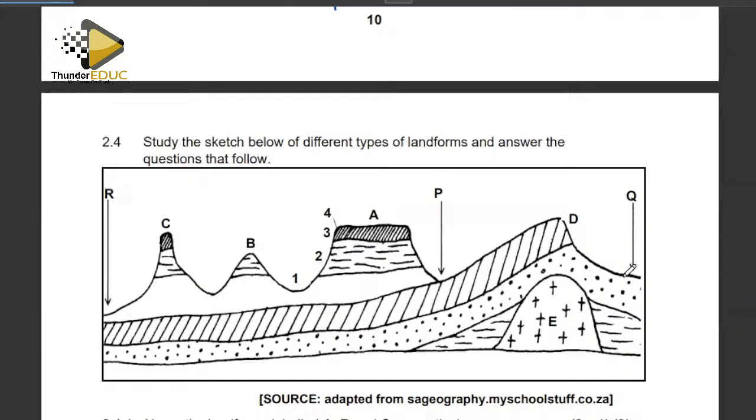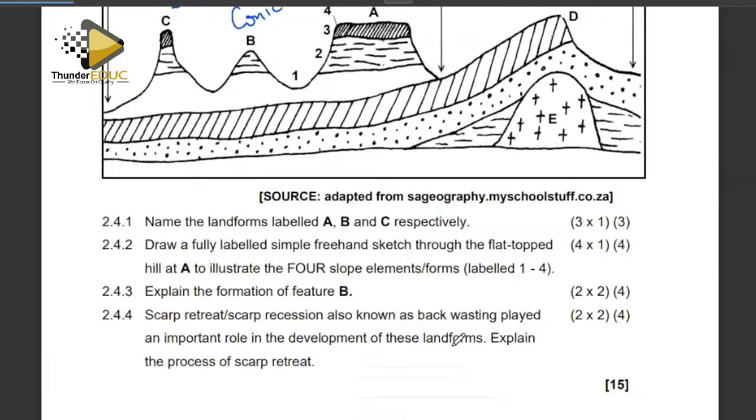Right, our landform A is wider than its height. It's a mesa. Our landform B has got a rounded top. It's a conical hill. Our landform C is narrower than its height. It's a butte. So those are the three landforms according to the labeling that is required. Draw a fully labeled freehand sketch through the flat-topped hill at A to illustrate the four slope elements, labeled 1 to 4.